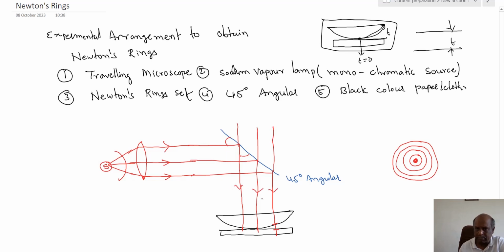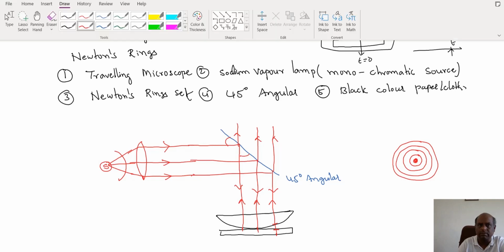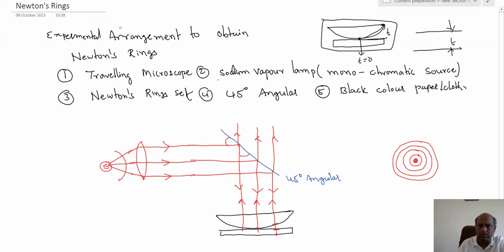This is the incident angle, and this is the reflection angle, and the interference pattern we are able to see through our microscope kept over this Newton's rings set. So this is the experimental arrangement for performing the Newton's rings experiment.